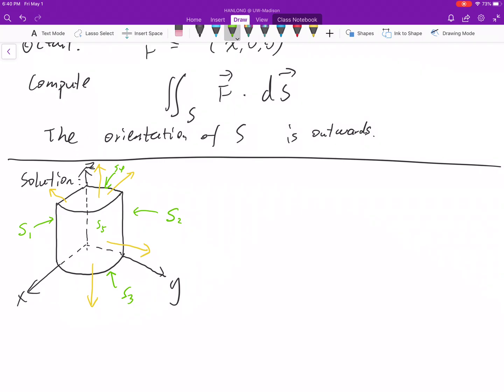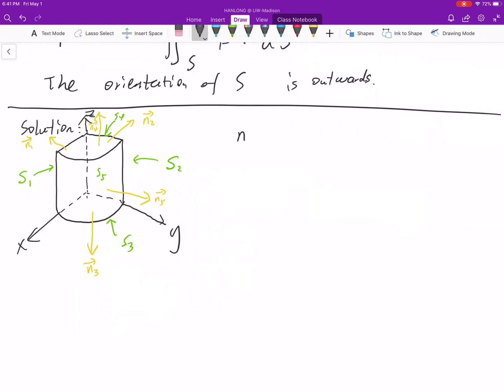Okay, and then correspondingly, you have a normal direction for each piece. So for example, for S1, you will have N1. And for S2, you will have N2. S4, you have N4. S5, you have N5. S3, you have N3. Eventually, because we are calculating a second kind surface integral, we need to have explicit numerical data of the unit normal direction.